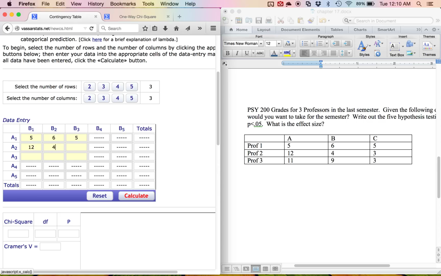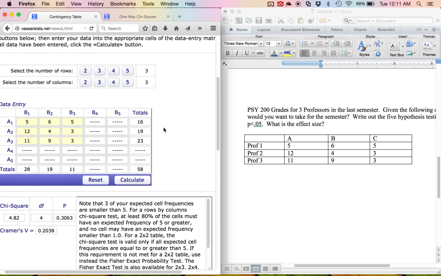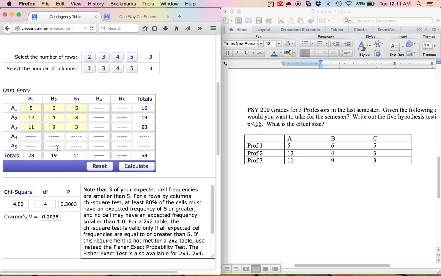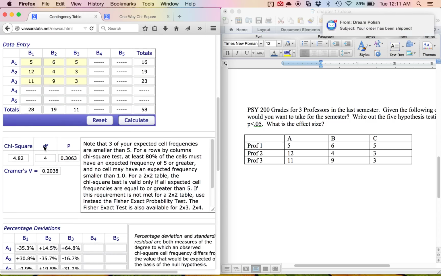And then 12, 4, 3, and then 11, 9, 3. So just type in all of your numbers and hit calculate. It gives me my row totals and my column totals and the total number of people in the study. And then it also gives me my chi-square value down over here. So chi-square on this one is 4.82 at 4 degrees of freedom.